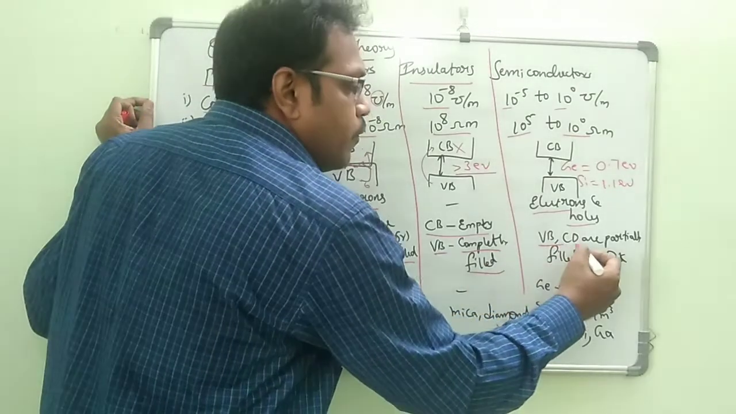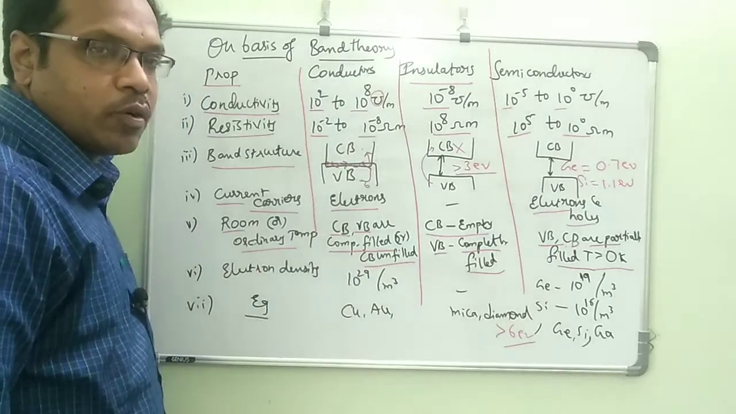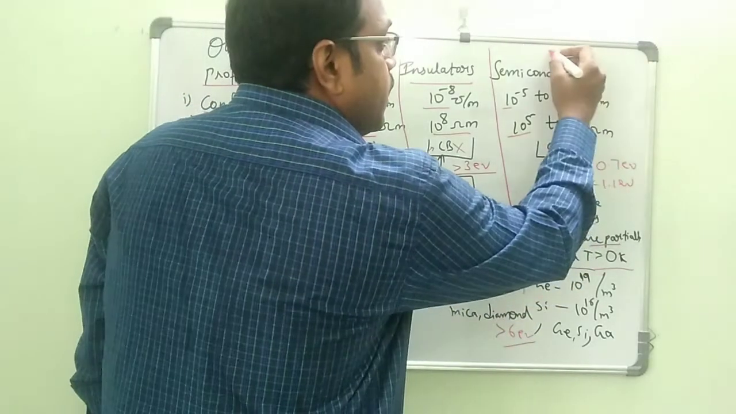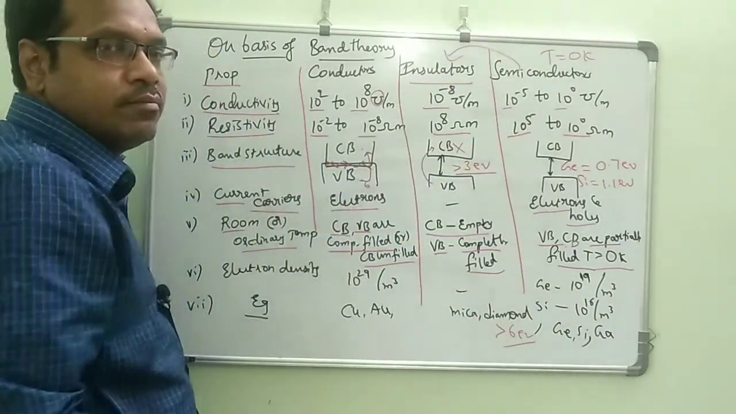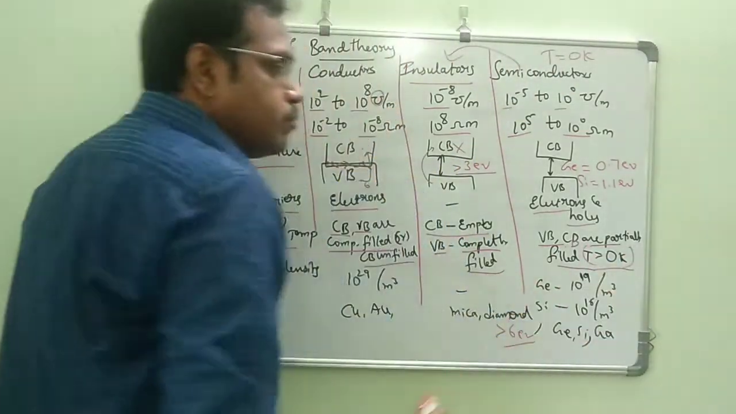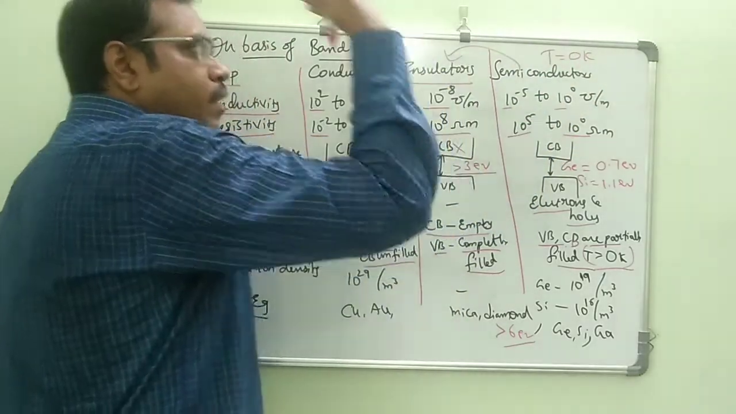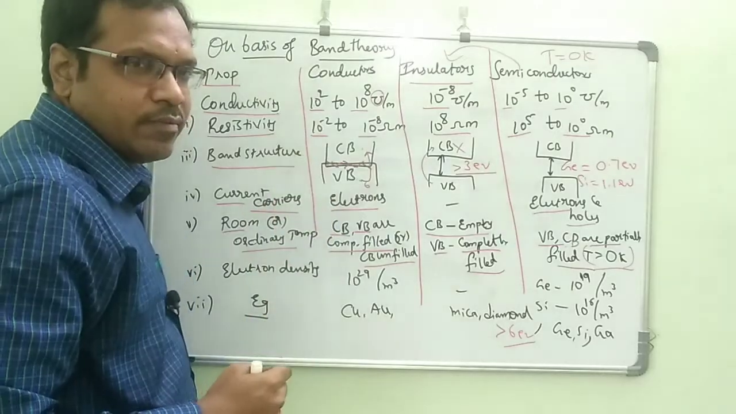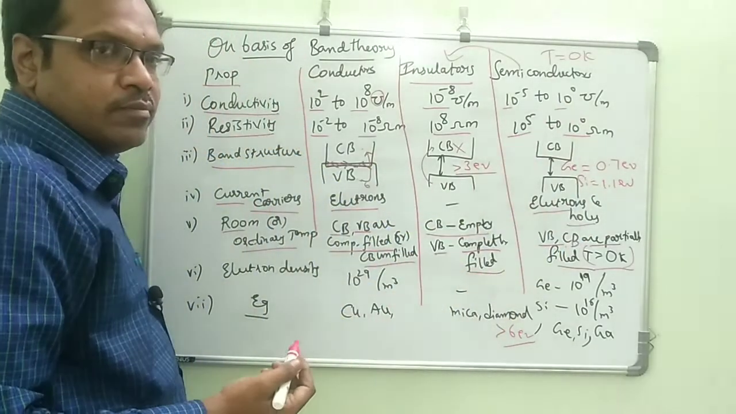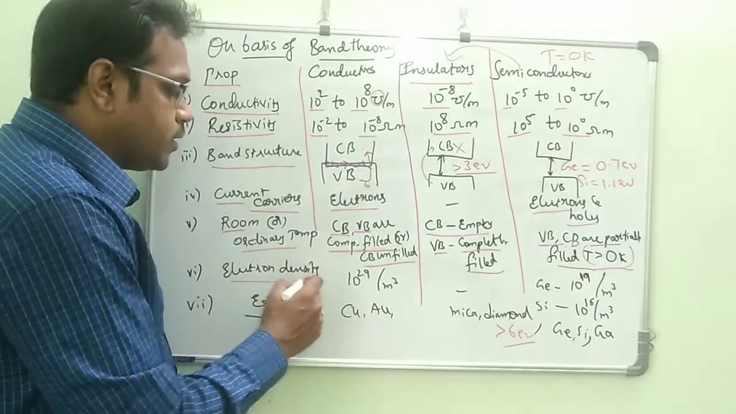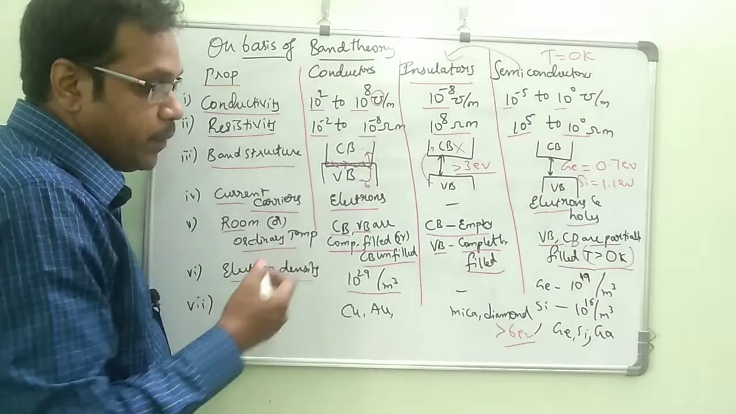In semiconductors, the valence band and the conduction band are both partially filled, but the condition is T greater than 0 Kelvin. If T is equal to 0 Kelvin, the semiconductor will act like an insulator, with properties similar to insulators. That's why at normal room temperature, electrons can go across and holes will come. We'll see that. Next, electron density: here the electron density will be more, 10 power 29 per meter cube.